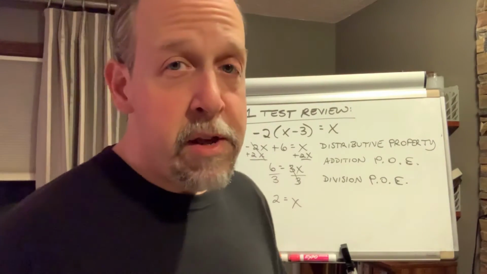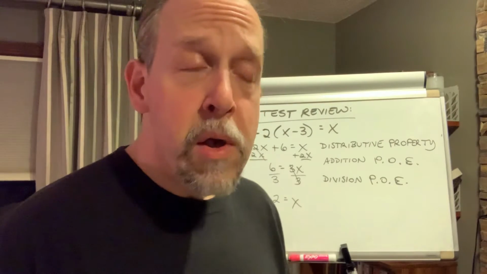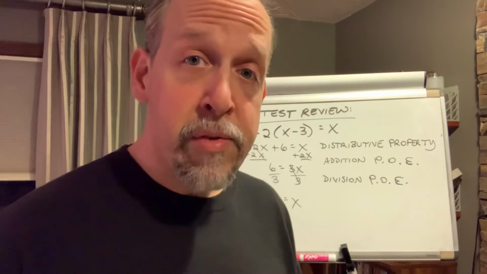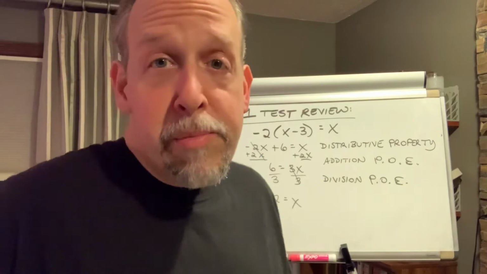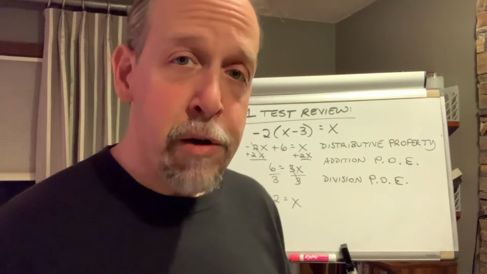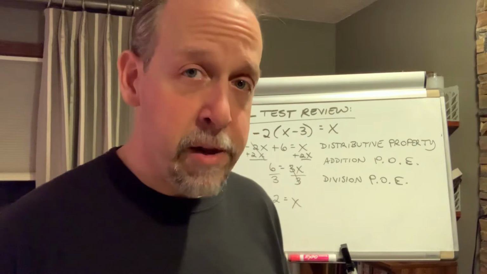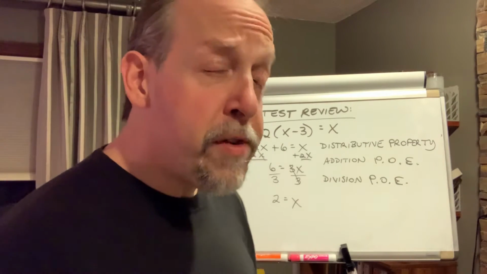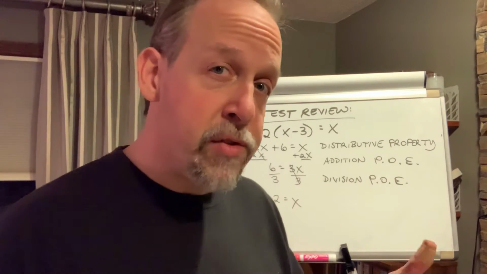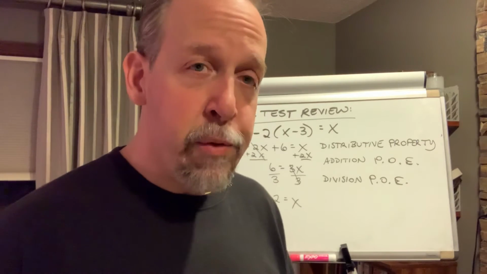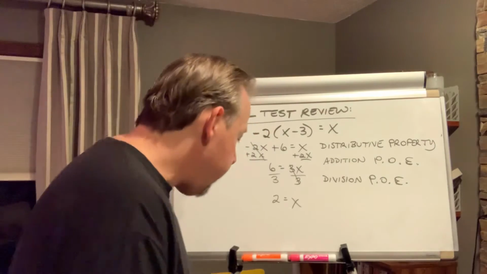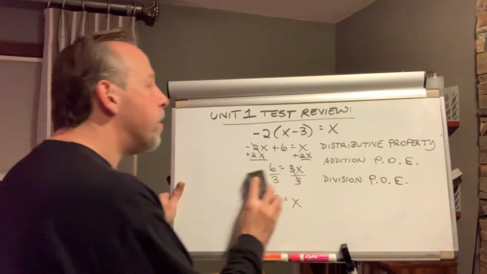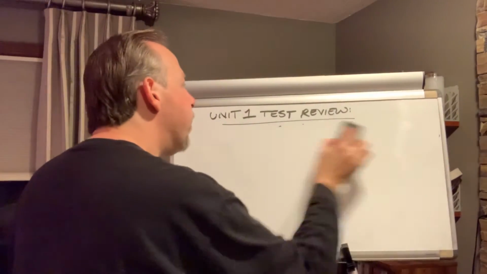Don't forget that so far as properties of equality go, we could have subtracted from both sides. That would be the subtraction property of equality. We could have multiplied on both sides to clear a fraction. That would be the multiplication property of equality. We also could have combined 2 like terms that were on the same side of the equation, and that would be combining like terms. That's it. Okay, that's our proof. Let's move on.